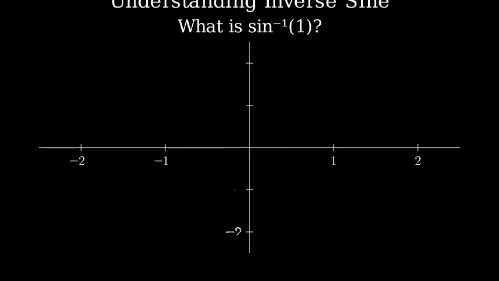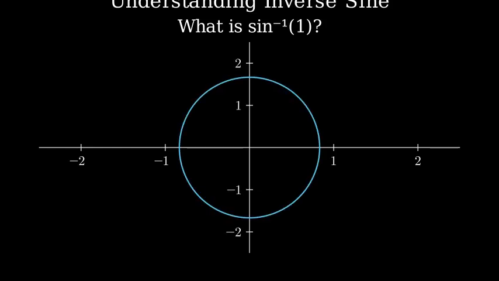Here's our unit circle. The sine of an angle theta is the y-coordinate of the point where the angle's terminal side intersects the unit circle. For example, when we trace a 30-degree angle, the y-coordinate of this point is the sine of 30 degrees.